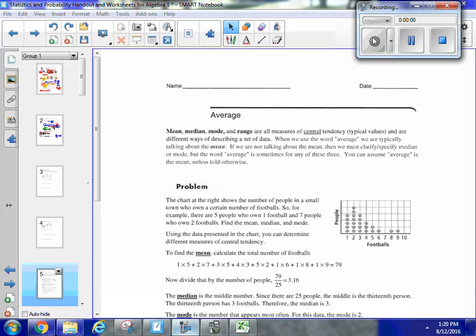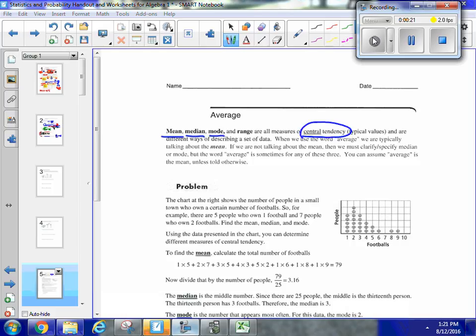Let's talk about the concept of average in statistics. You might remember this from your past math training. There's three kinds of averages: the mean, the median, and the mode. These are all what we call in statistics measures of central tendency.